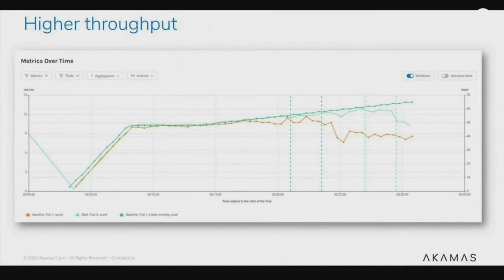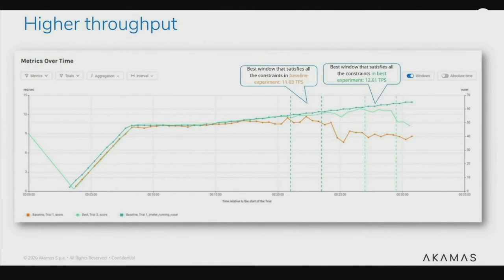Here you see a comparison of the throughput over time for the baseline configuration in orange and the best configuration in light green. On the right axis, you can see the number of virtual users used for the test. As you can see, the baseline reached a maximum throughput of about 11 transactions per second before degrading due to the higher workload. The best configuration had a similar behavior, but was also able to sustain about 12.6 transactions per second.